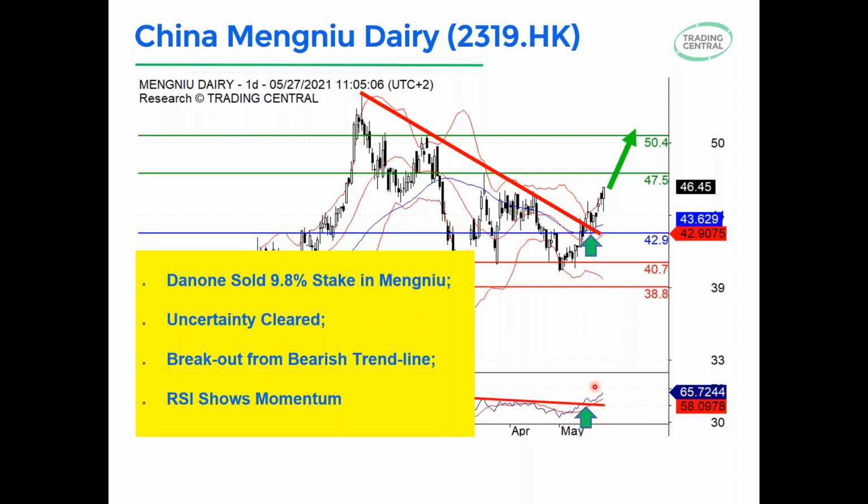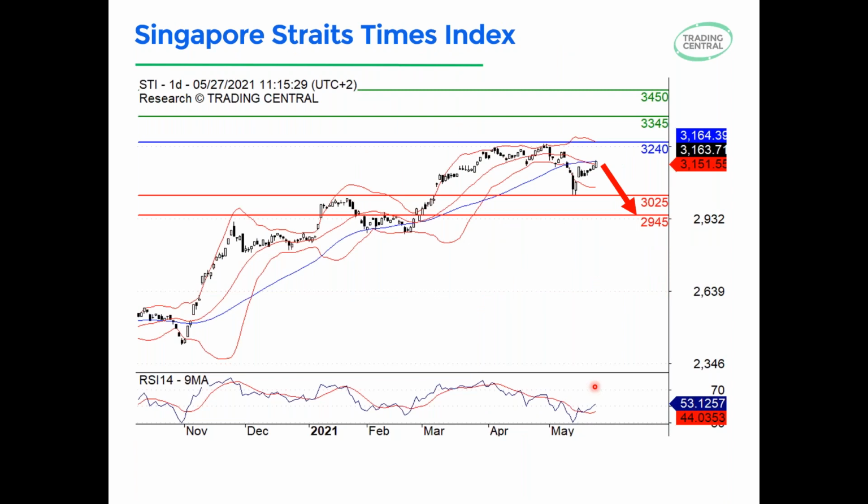Menu dairy, good stock. I want to recommend. Okay. Now Singapore. I am in an APAC team, Asia Pacific. I look at Singapore stocks. I'm also looking at Australian and Japanese stocks, and I found this Singapore Straits Times Index, STI, we also call it STI.